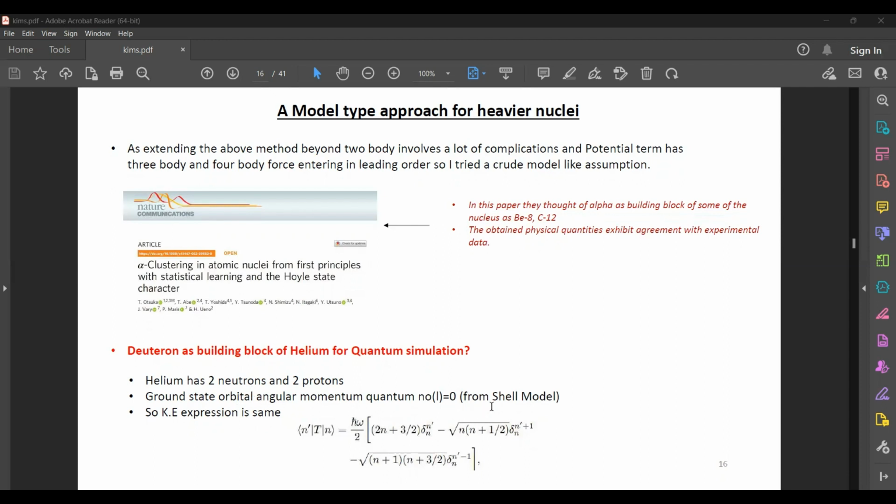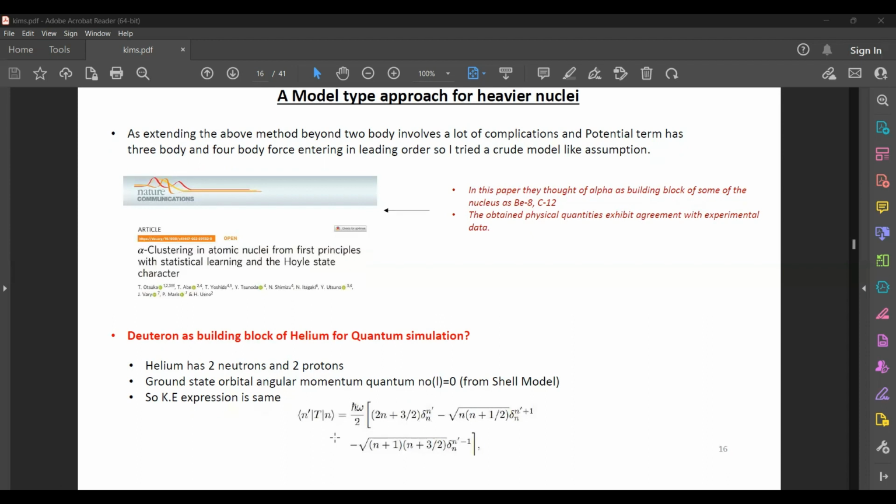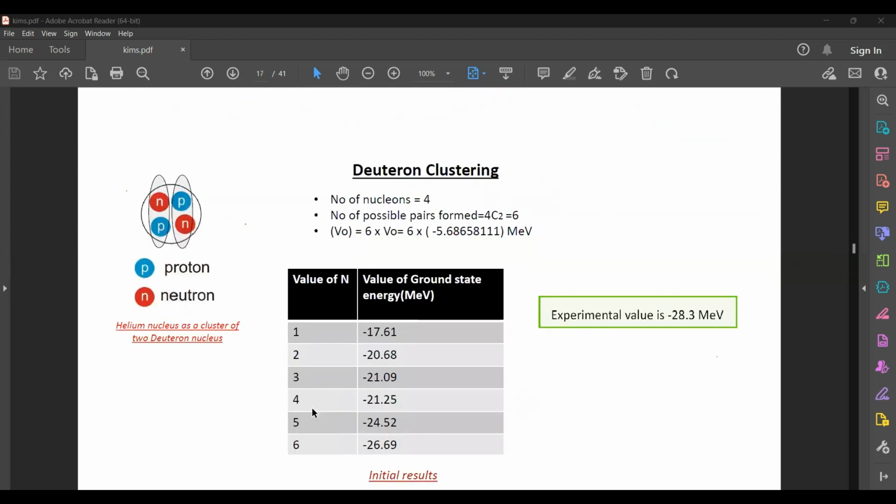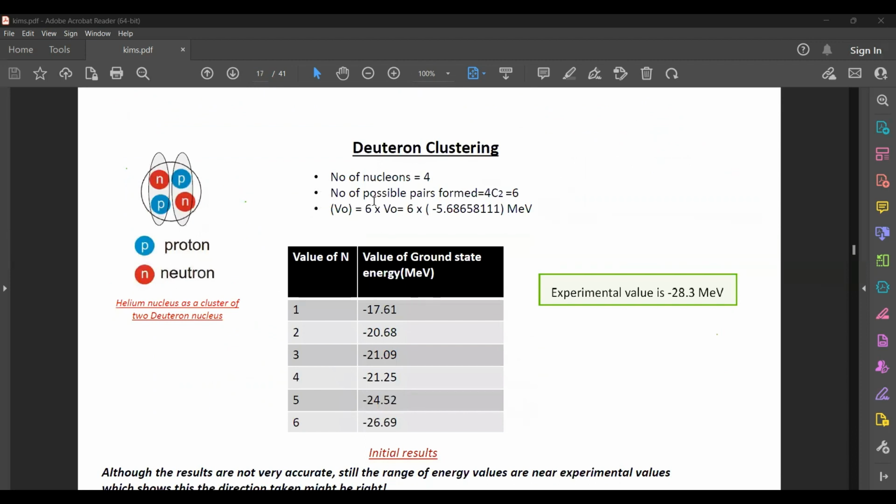Now from shell model calculation, it can be shown that the angular momentum quantum number L is equal to 0. So there is no change in the expectation value of the kinetic energy term. It is the same as that of the deuteron problem. The only thing that changes is the potential energy term.